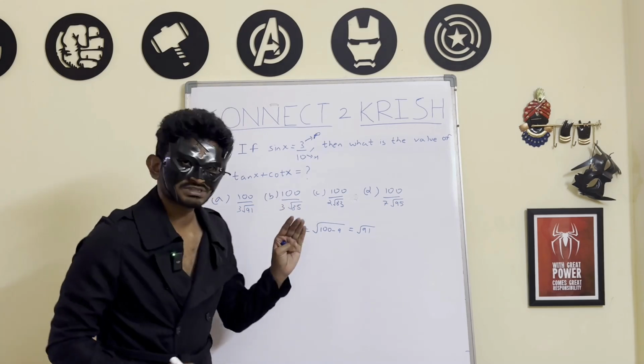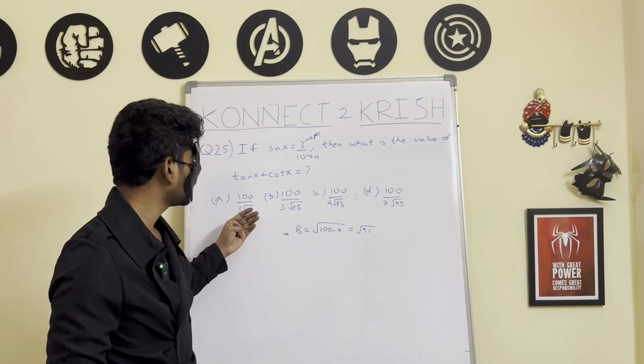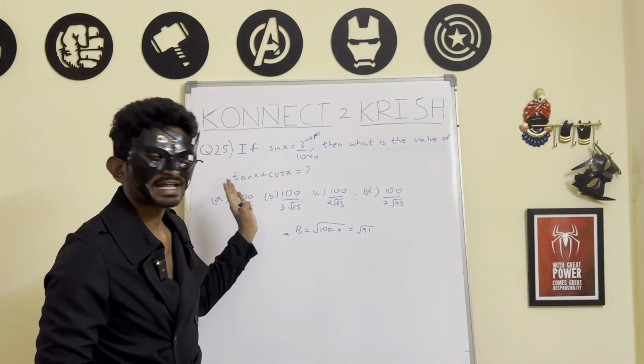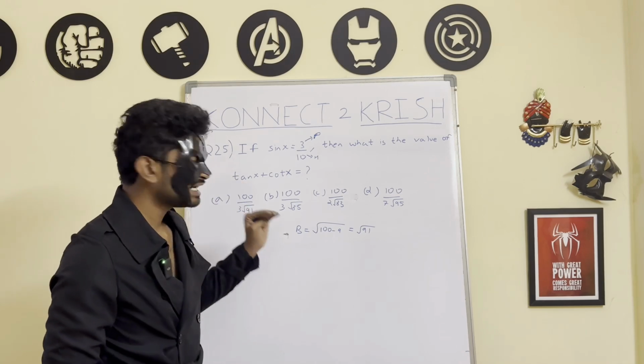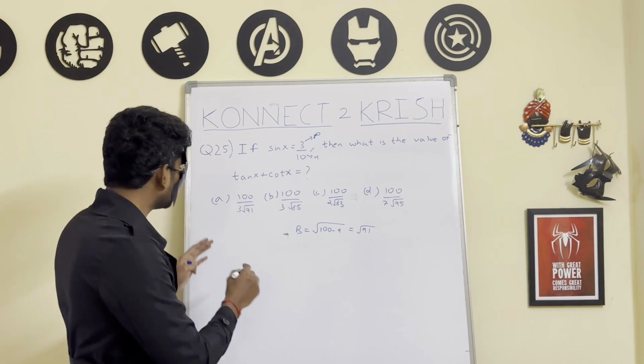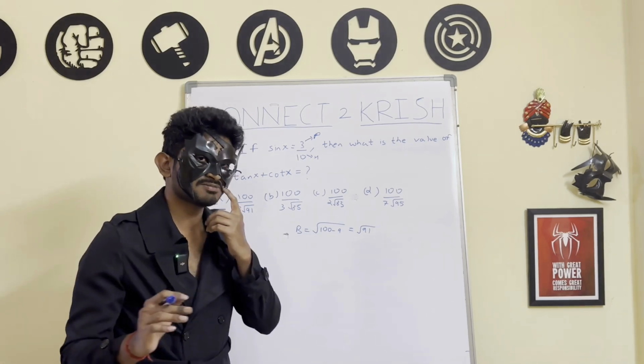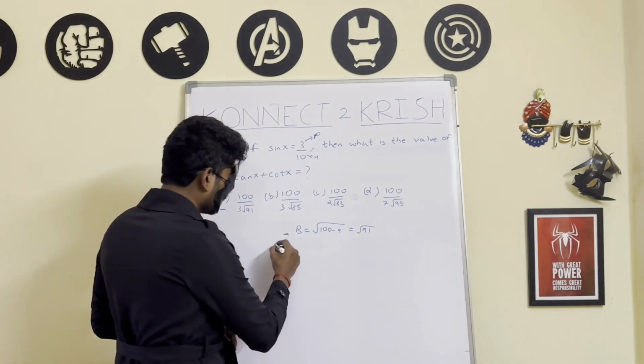So if you check the options clearly, you will get to know that only one option contains root 91. So when I find the value of tan x plus cot x, root 91 will be there in the denominator. So in exam, I will tick A and I will move on to the next question to save my time. But here, since I am explaining, I will be solving the entire part.